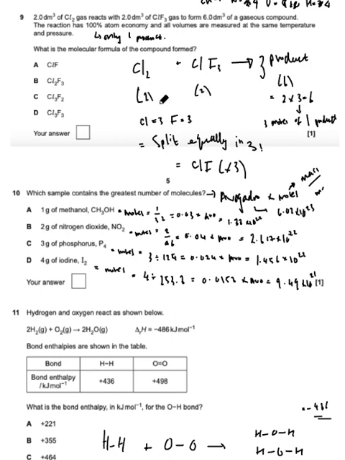Therefore, we need to split the product 3 ways. And if we have Cl3 and F3, therefore, if we split that 3 ways, we have ClF for each product formed. So ClF plus ClF plus ClF will give us 3 lots of ClF products. That's why the answer is A, because we needed to have a ratio of 3. And if we have a total of 3 chlorines with 3 fluorines, that means each product will have 1 chlorine and 1 fluorine.